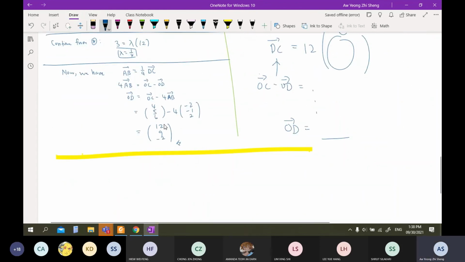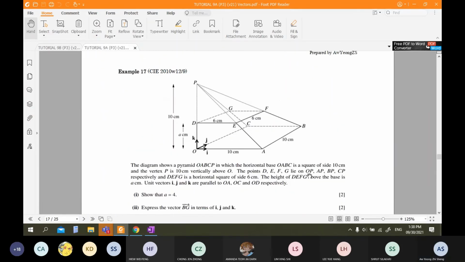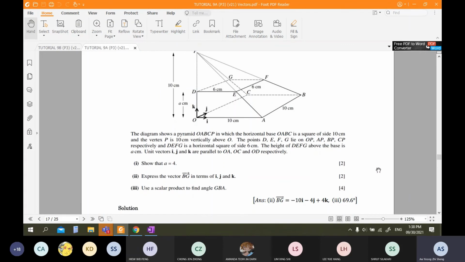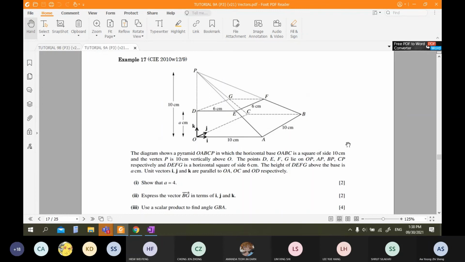Okay, that's example 16. Move on to example 17. I will only tell you part 1 because the rest are very straightforward. The tricky part is actually part 1. You read through the question and maybe you can tell me in chat what's the method to show that A equals 4. What's the method to show that A equals 4?